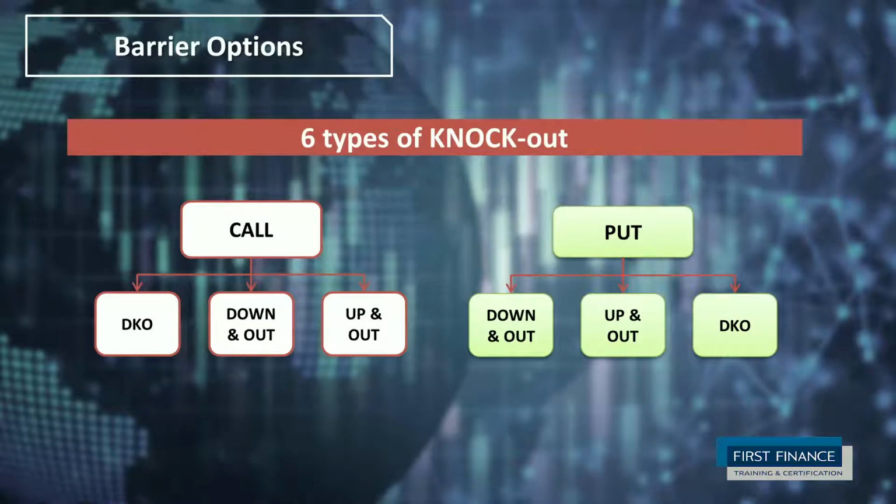So the knockout options, the option is deactivated and the option cannot be exercised if the price of the underlying has crossed the barrier. So we have the up and out option. The option ceases to exist when the price of the underlying reaches or exceeds the barrier. And the down and out option. The option ceases to exist when the price of the underlying reaches or falls below the barrier. And we also have the double knockout.